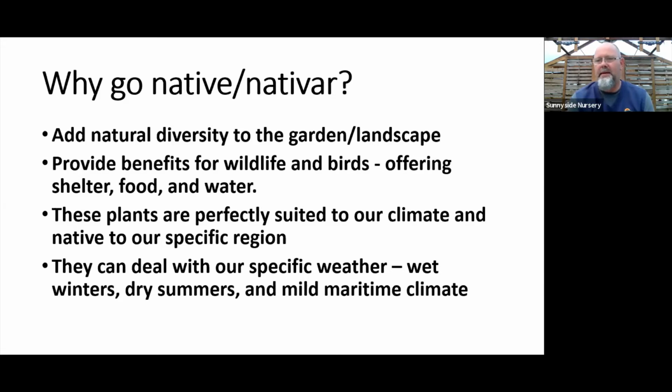An easy way to think of this is, a native belongs here in Western Washington. It's already suited to our climate. It's native to our specific region, so it can deal with our weather patterns, wet winters, dry summers, on and on. It's a plant that belongs here in the first place. So natives will typically thrive, or nativars, in yards because it is something that is made here for Western Washington.